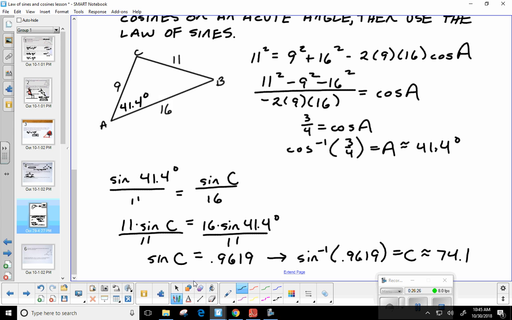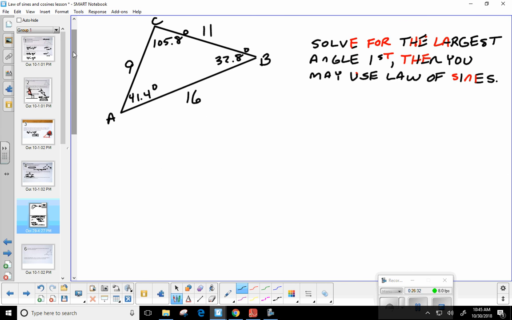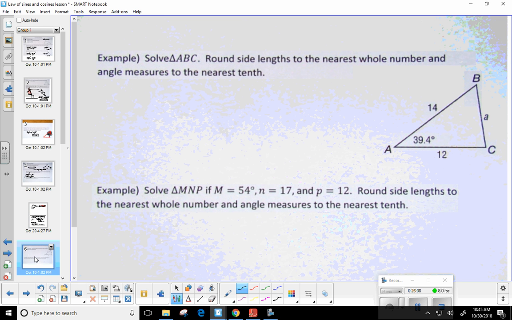Okay. Alrighty then. Now I'm going to go ahead and erase these for the next class. There was just one other thing I wanted to show you, and then we were going to be done for today. Let's look at this problem right here. Solve triangle ABC. So this time I want the missing side length and the two missing angles. Round side lengths to the nearest whole number and angle measures to the nearest tenth.